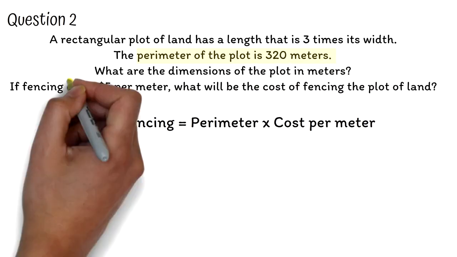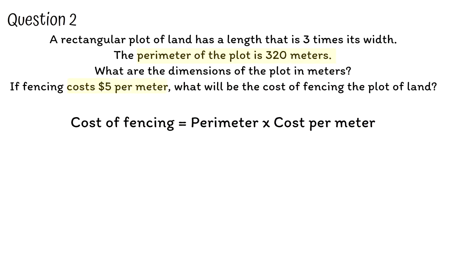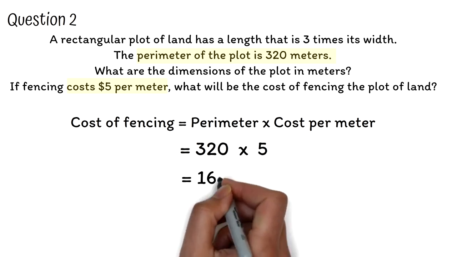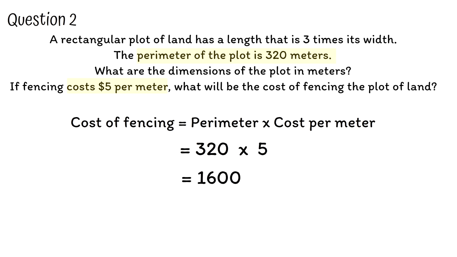The cost per meter is $5. We just multiply 320 times 5. This will give us 1,600. So the cost of fencing the plot of land is $1,600.